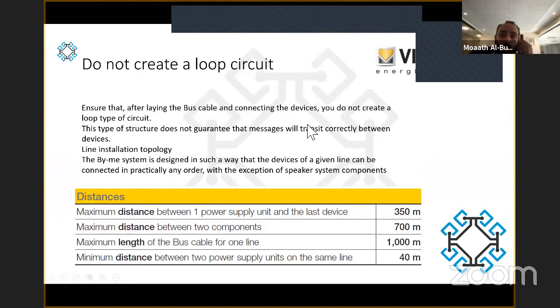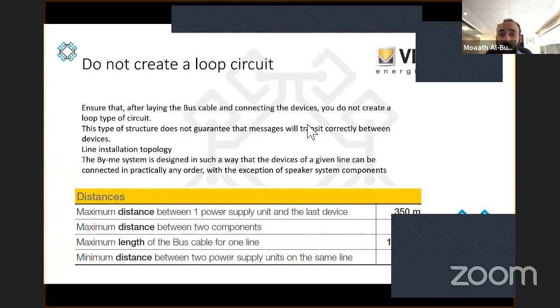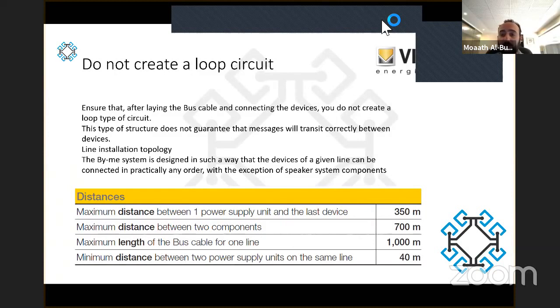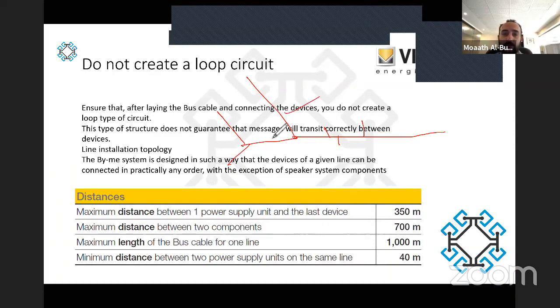Now, another important thing is the distance between the power supplies. After you put the cable and the bus connecting devices and you do your line and design, please make sure that you do not create a loop. What do I mean by a loop? So this is your line, going with these devices. Sometimes you'll make it a star and have another branch and then another branch, and you continue with your devices everywhere.